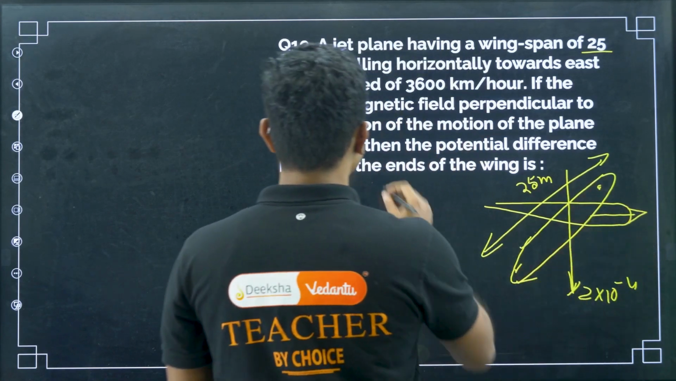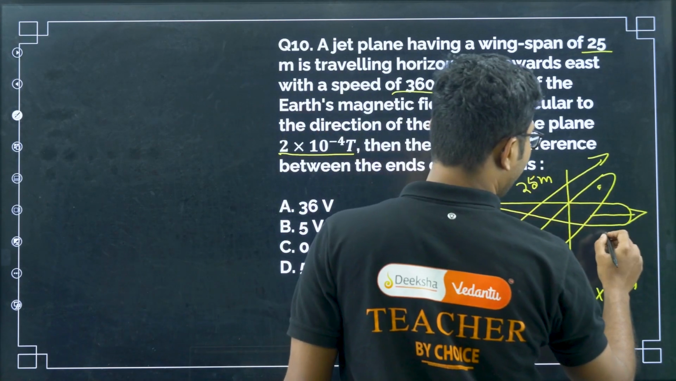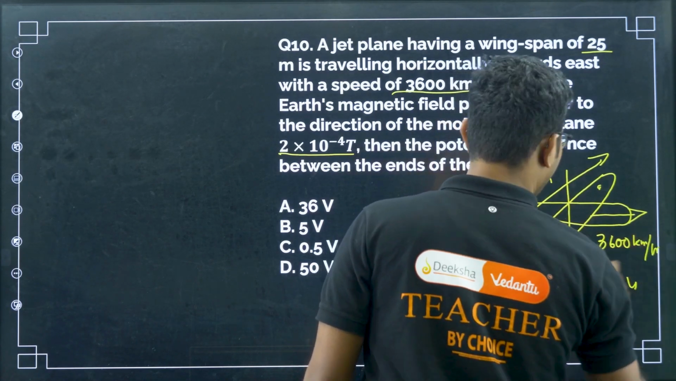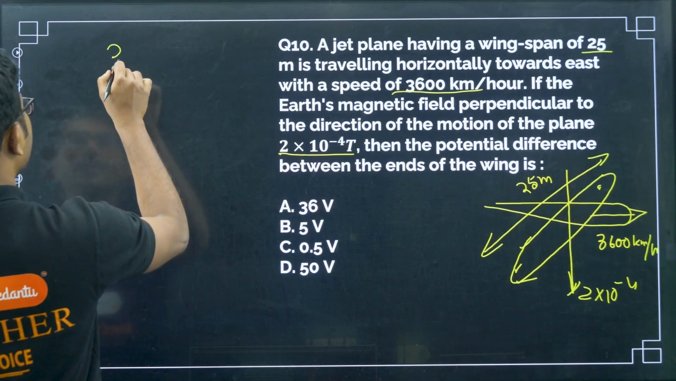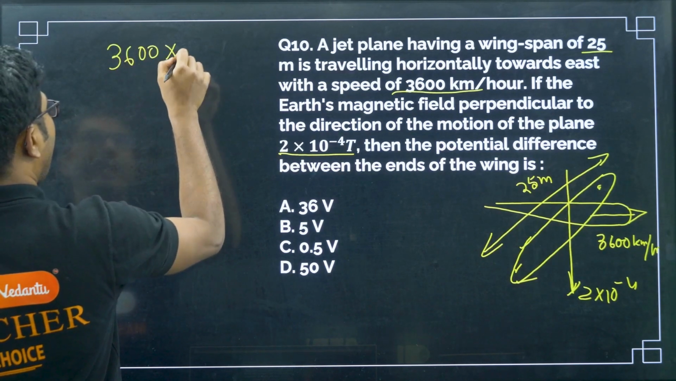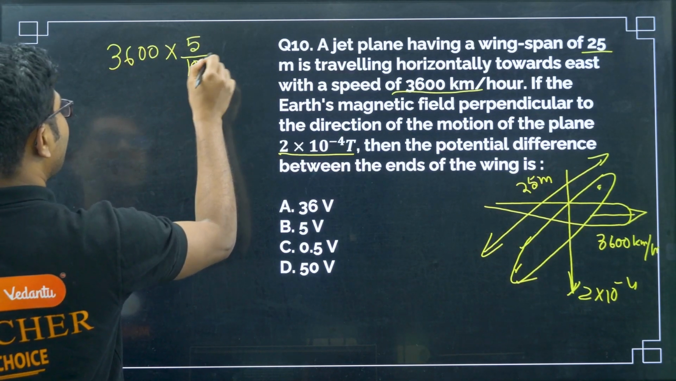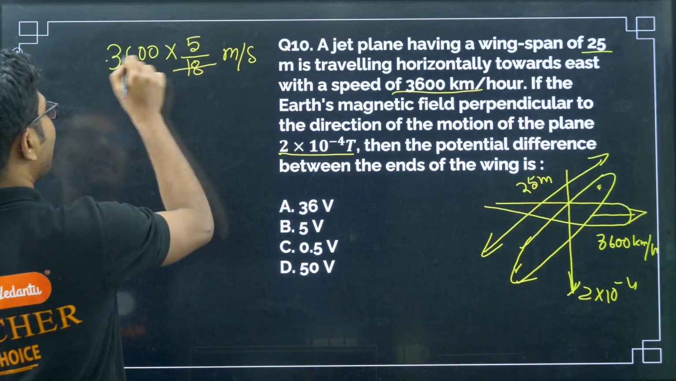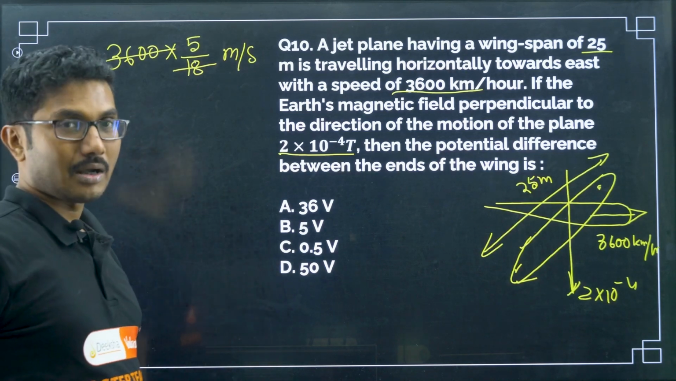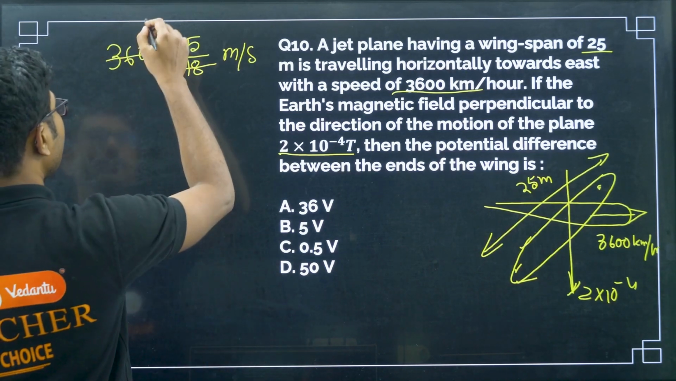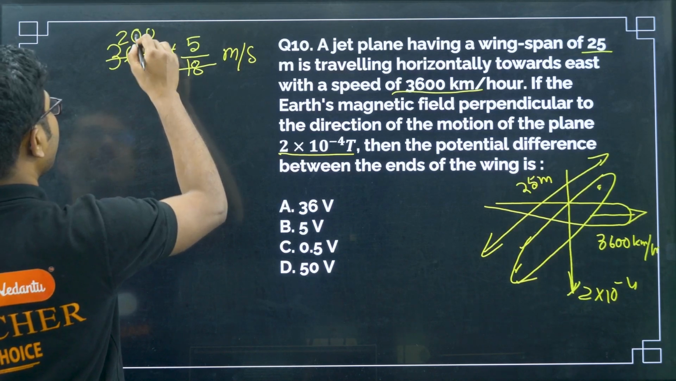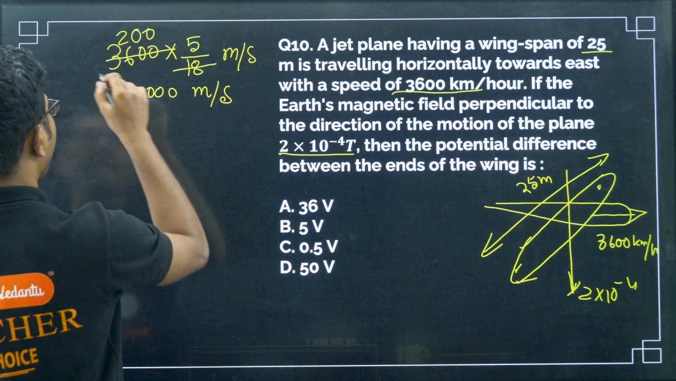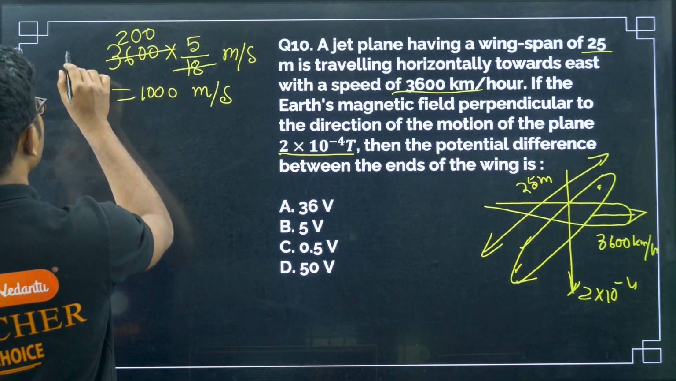The speed of the plane is given by 3600 km per hour, but kilometer per hour is of no use. So first of all, we have to convert it into meter per second. 5 by 18 is the factor. If you remember it, it will save some time for you. Okay, 5 by 18 is the factor to convert from kilometer per hour to meter per second. So it will be 3600 times 5 by 18, so it will be 1000 meter per second, right.